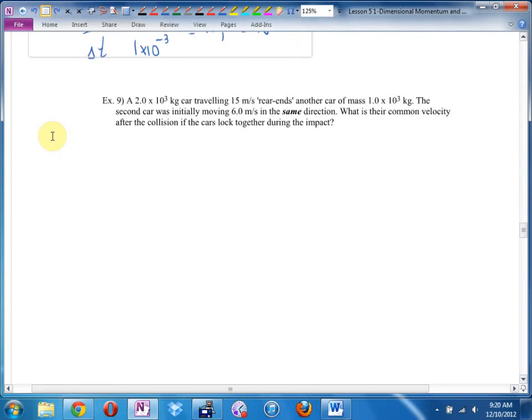A 2 times 10 to the third kilogram car traveling 15 meters per second rear-ends another car of mass 1 times 10 to the third kilograms. The second car was initially moving at 6 meters per second in the same direction. What is their common velocity after the collision if the cars locked together during the impact?